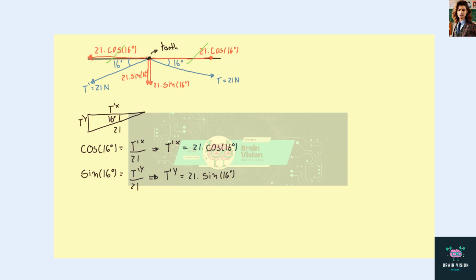Therefore, the magnitude of the resulting force, let me call it R, is equal to 2 times 21 times the sine of 16 degrees. And this is approximately 11.6 newtons. So this is the resulting force that acts on the tooth.